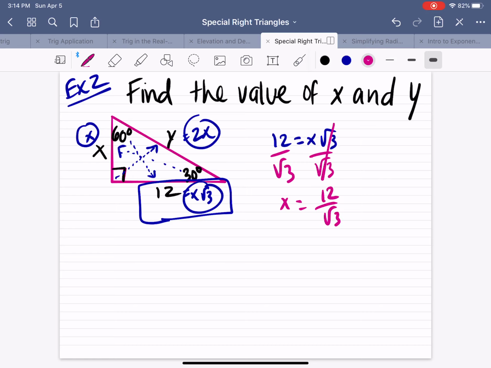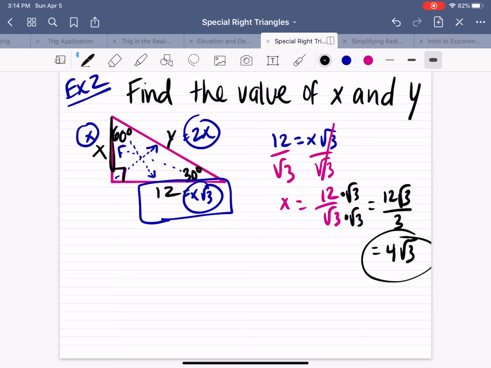Again, we're not done here because we have to rationalize. We cannot have a square root in the denominator. Multiply both numerator and denominator by square root of 3, and you get 12 root 3 over 3. Of course, we have to simplify. 12 divided by 3 is 4. So our X value is 4 root 3. Every time we see an X, we're going to plug in 4 root 3.